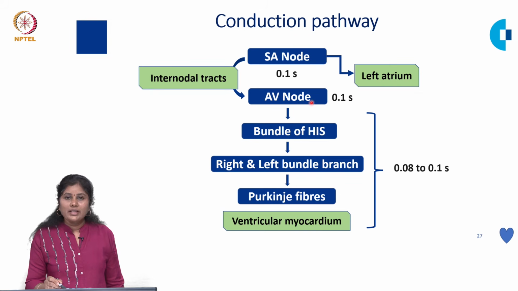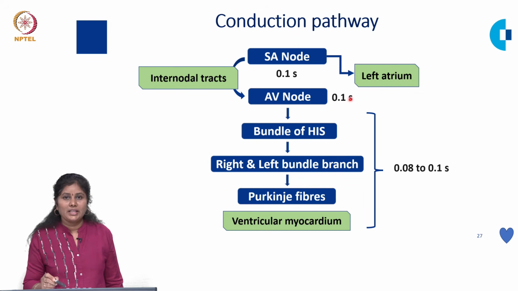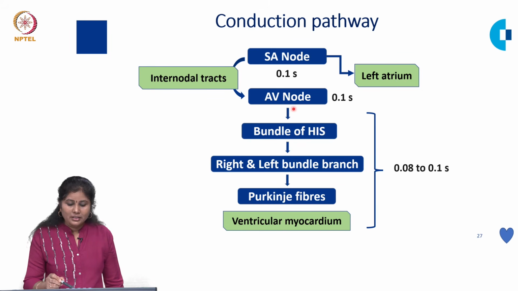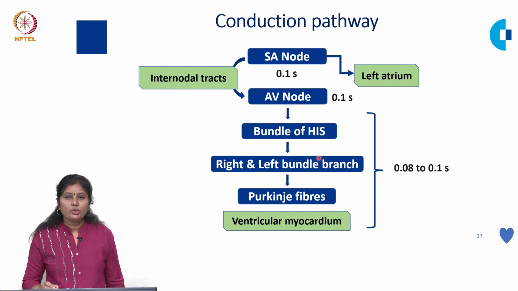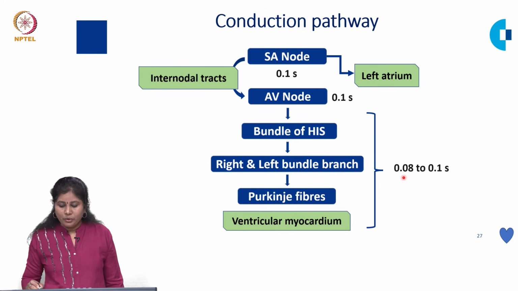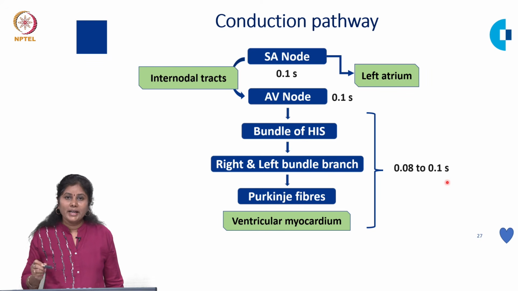And then when the impulse comes to the AV node, there will be a delay of about 0.1 second in the AV node. Then the impulse crosses the AV node, goes to the bundle of His, its branches and then reaches the Purkinje system to excite the entire ventricular myocardium. So, this takes around 0.08 to 0.1 second. So, within approximately 0.3 second, the entire heart, atria and the ventricle gets excited once the pacemaker potential is generated.